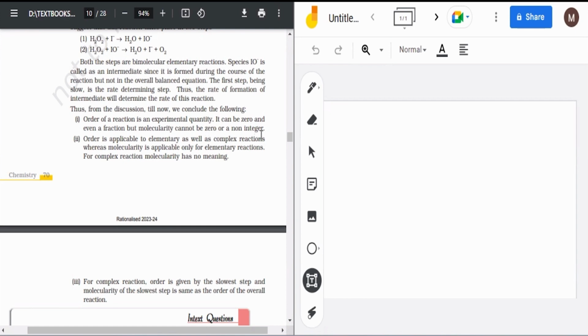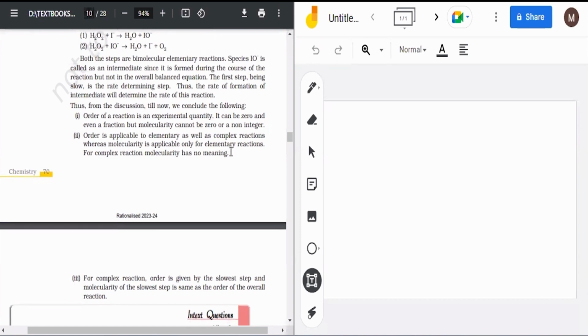ये बात ध्यान रखना, molecularity कभी fraction नहीं हो सकती, कभी 0 नहीं हो सकती. It can be just 1, 2, 3. And order is applicable to both elementary as well as complex reactions, whereas molecularity is applicable only for elementary reactions. As I told you, for complex reactions molecularity has no meaning, क्योंकि complex reaction में बहुत सारे molecules आपस में collide करेंगे तो उसमें molecularity का कोई meaning नहीं रह जाएगा क्योंकि symmetry बिगड़ जाएगी.